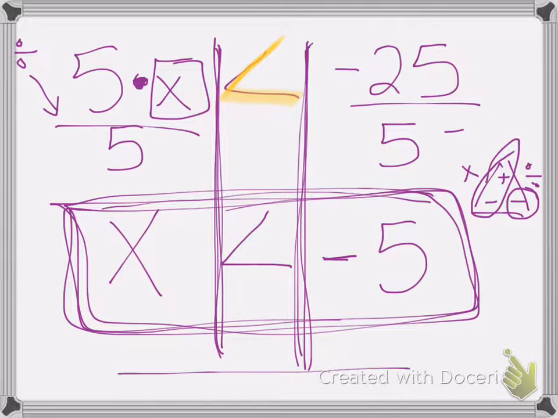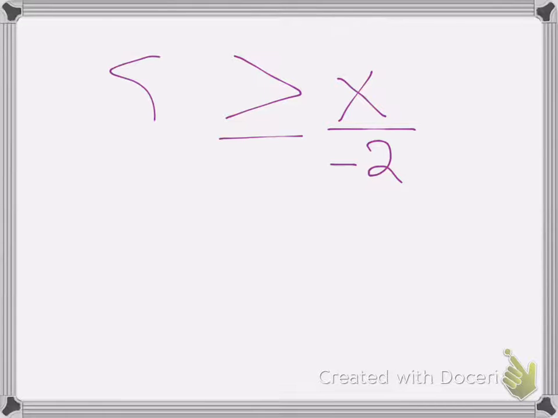So here's 0. Here's negative 5. It's an open circle because it's not "or equal to." And less than is always going to be to the left. Okay? Alright, so say we have x divided by negative 2 is 8.